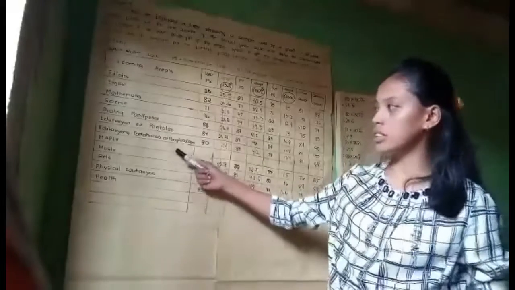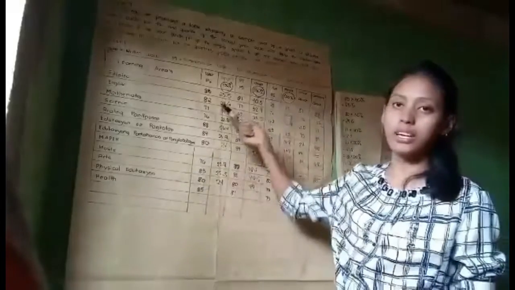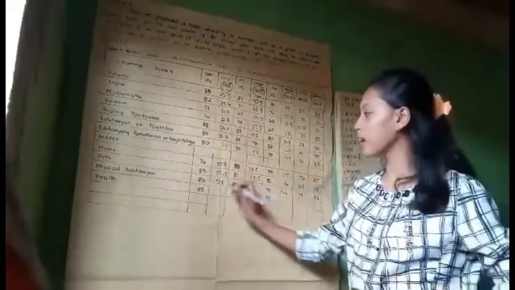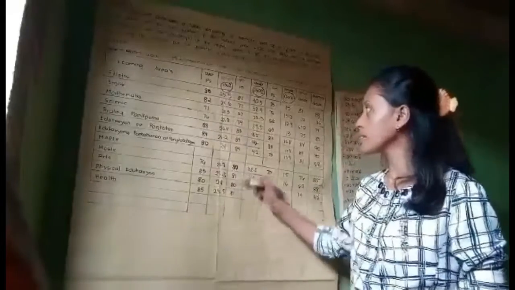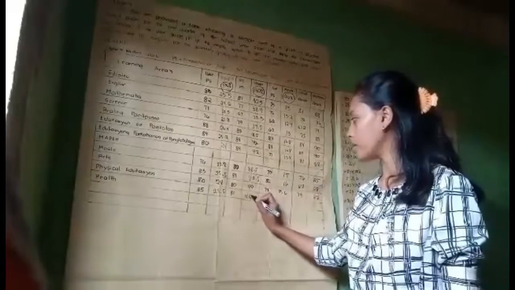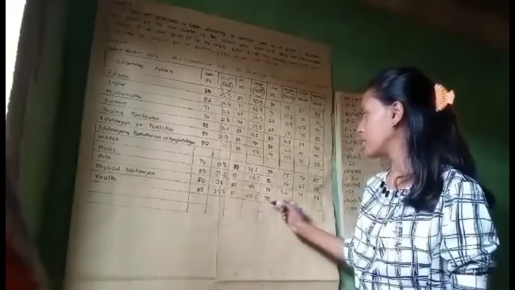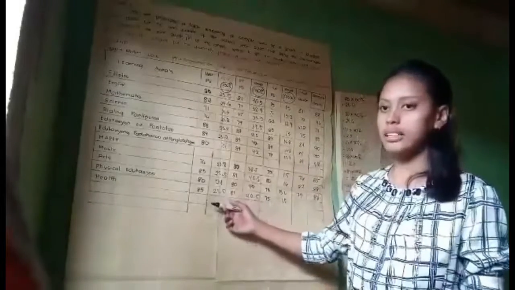Lastly is the health. So next is health. 85 times 30% equals 25.5. 81 times 50% is 40.5. Then 75 times 20% is equal to 15. So let's add these three.